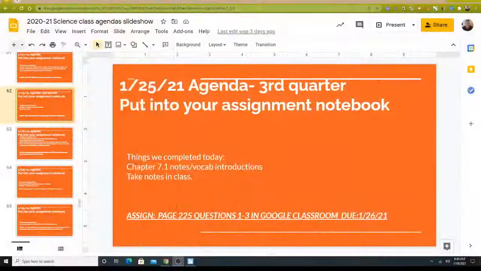But when we get started here, let's look at our assignment notebook. Let's get that thing filled in, please. So here we go. It looks like what we're going to cover today, we're going to just take some notes from section 7.1. It won't take very long. And then you are going to fill in your assignment notebook right down here. You're going to be assigned 3 questions on page 225, questions 1, 2, and 3.